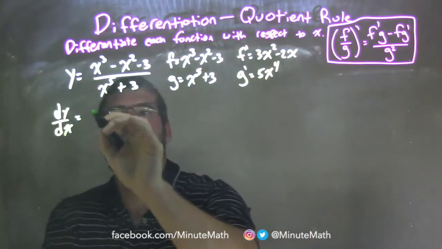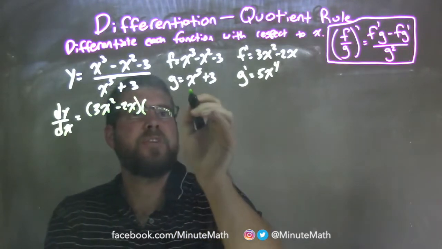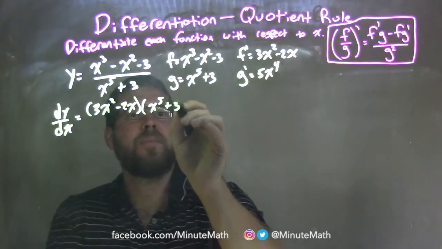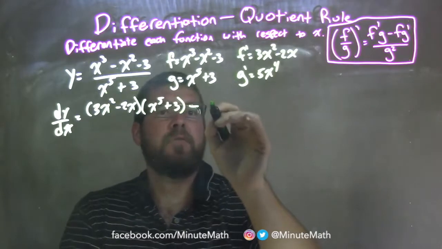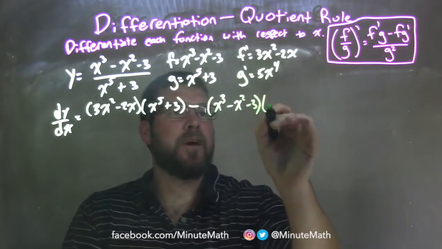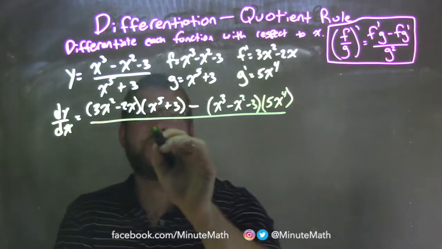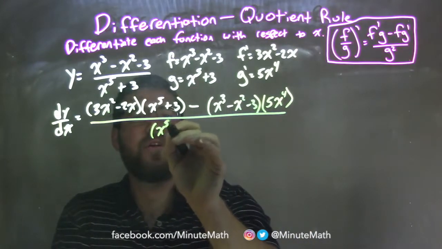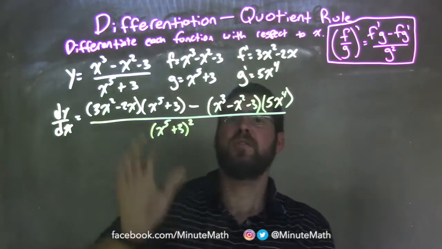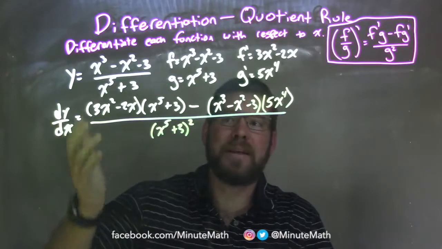Written right there, we start with f prime, which is 3x squared minus 2x, times g, and g came out to be x to the 5th plus 3, subtracted by f, which is x to the 3rd minus x squared minus 3, times g prime, which we found, 5x to the 4th. And that's going to be written all over g squared, which is x to the 5th plus 3, all squared. Okay? So now that we have everything here, we basically have done our calculus. So now we need to simplify.